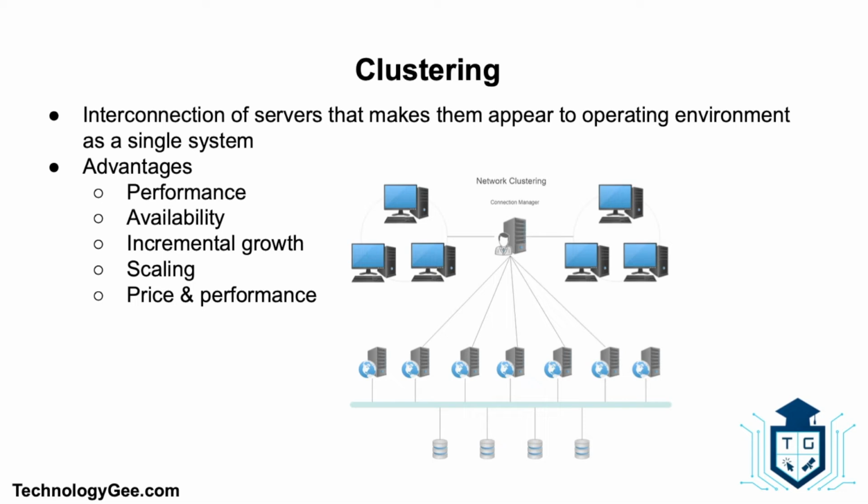Now, the advantages of clustering are as follows. You have performance. So throughput and response time are improved by using a group of machines at the same time. The next is availability. If one node fails, the workload is redistributed among the other nodes for uninterrupted operation. You have incremental growth. Performance and availability can be enhanced by adding more nodes to the cluster. You have scaling. Theoretically, there is no limit on the number of machines that can belong to the cluster.